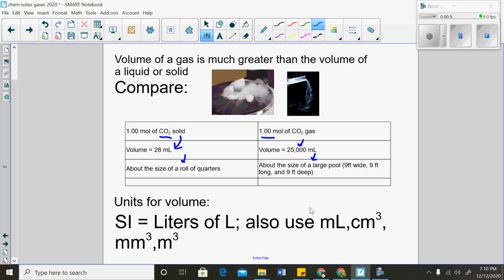Okay. The units for volume should look familiar. The metric system unit is the liter, which is L, but you might also see milliliter, centimeters cubed, millimeters cubed or even meters cubed, right? So we originally learned this with liquids versus solids, right? But we can also attempt to measure the volume of gases.